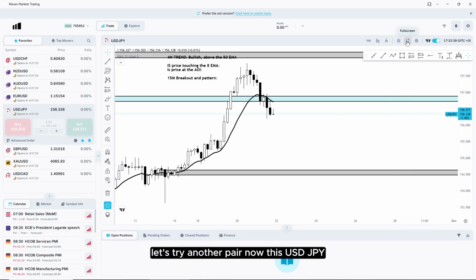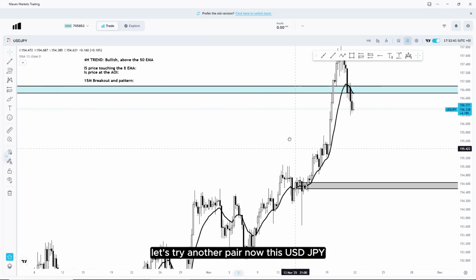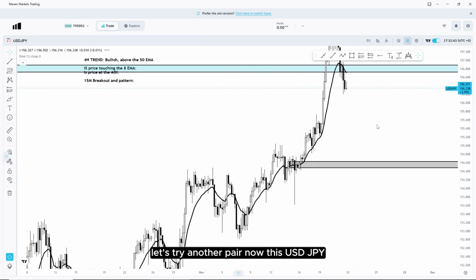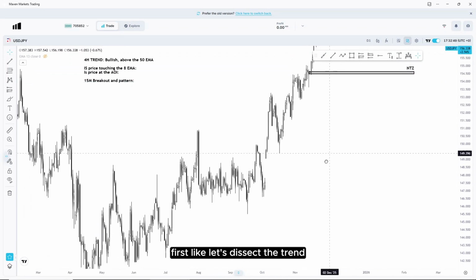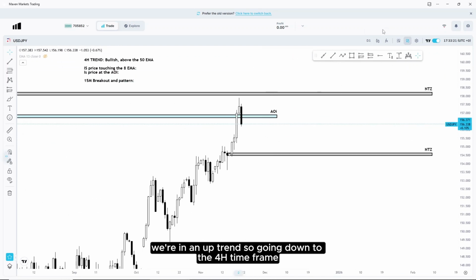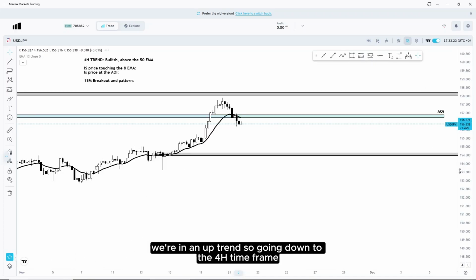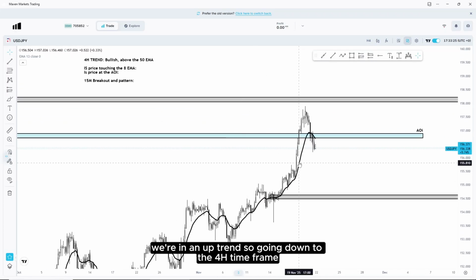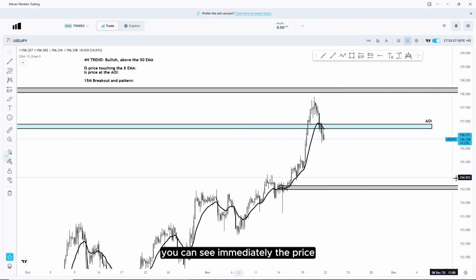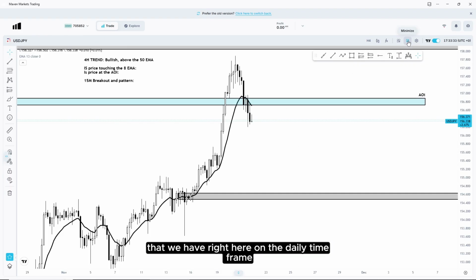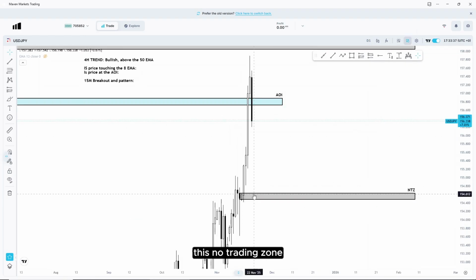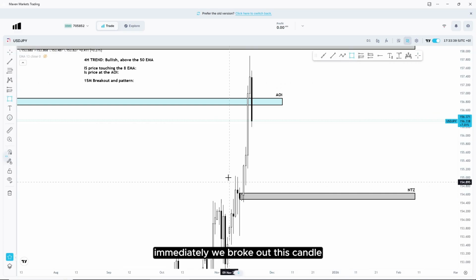Let's try another pair. Now this USD JPY. First, let's dissect the trend. So obviously we're in an uptrend, so going down to the 4H time frame, you can see immediately the price broke out of this no trading zone that we have right here on the daily time frame. This no trading zone, immediately we broke out this candle.